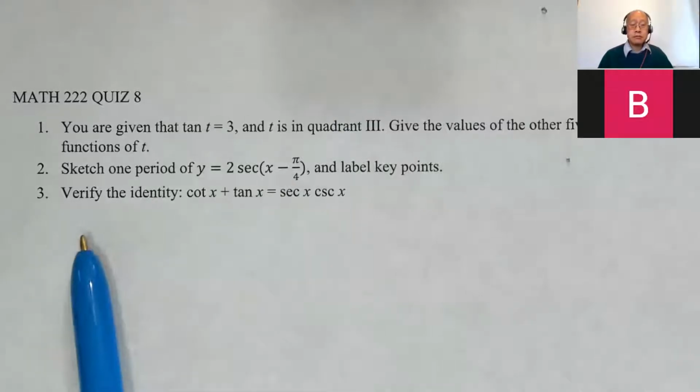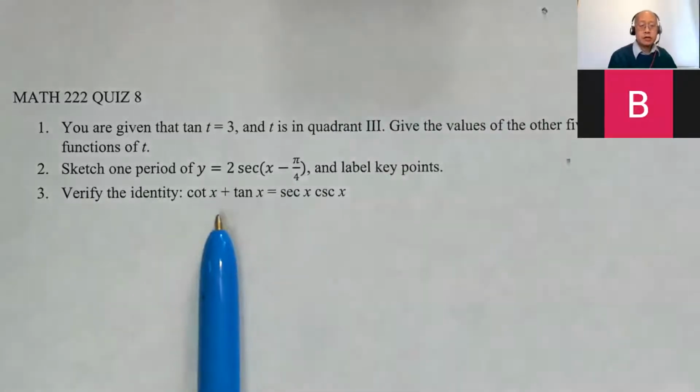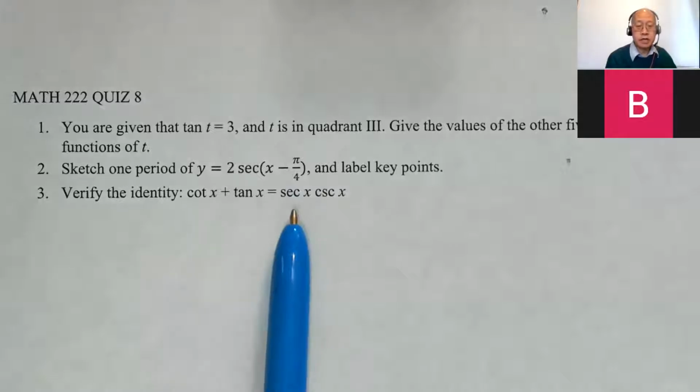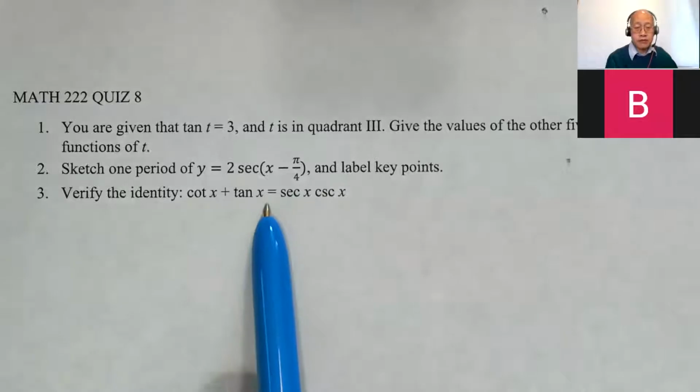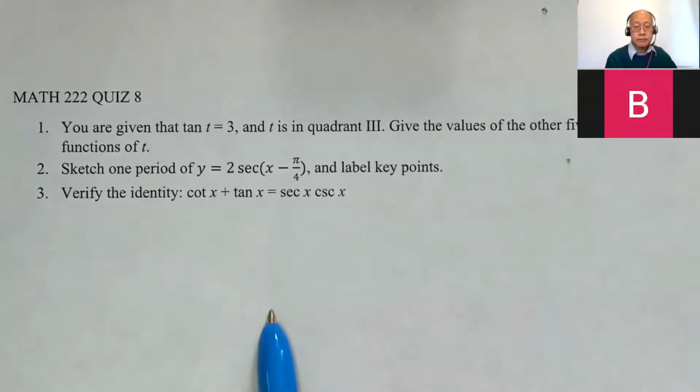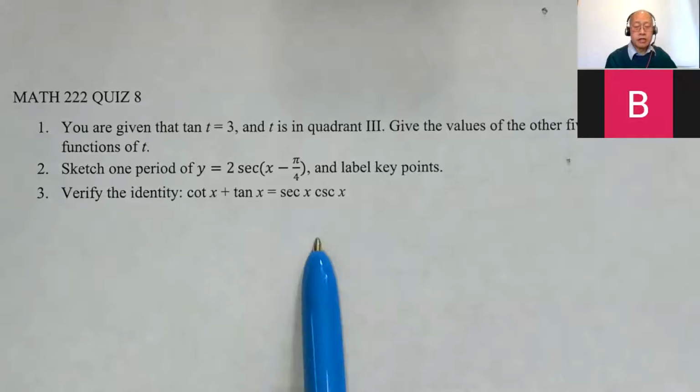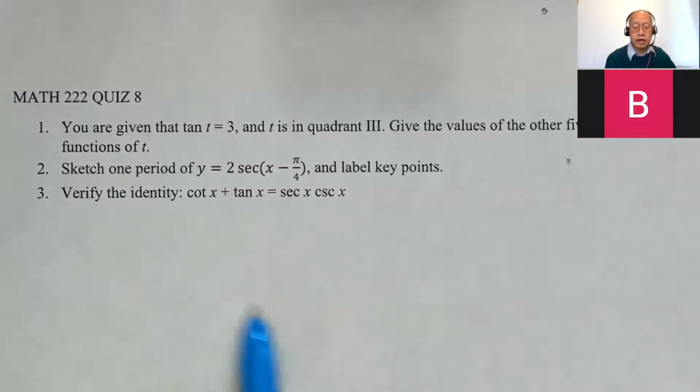Okay. Number 3, verify the identity. Show that cotangent x plus tangent x equals secant x cosecant x. And that should be pretty straightforward. Work it out. Draw yourself a little line down the middle like we did in class. Work on this side, and hopefully you get them to match. When you get them to match, then you can cross over and say that they're equal. Okay.